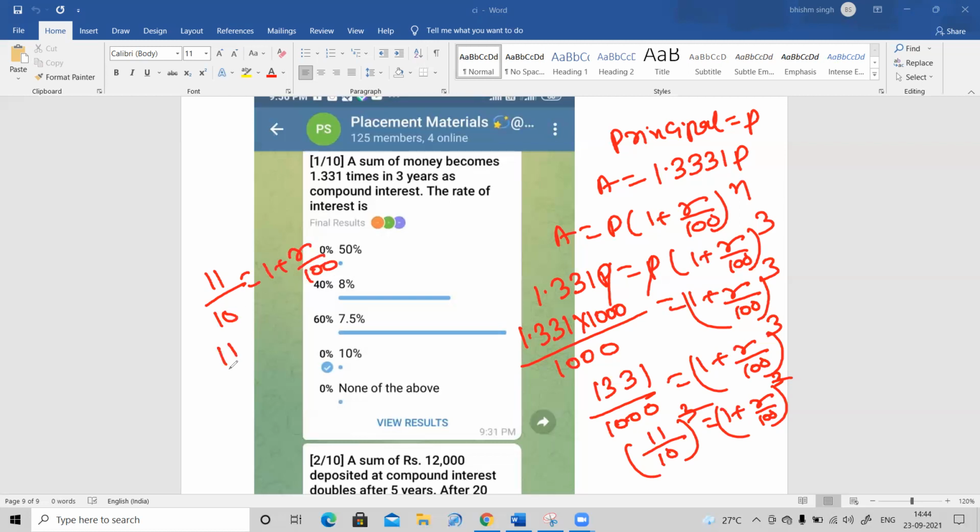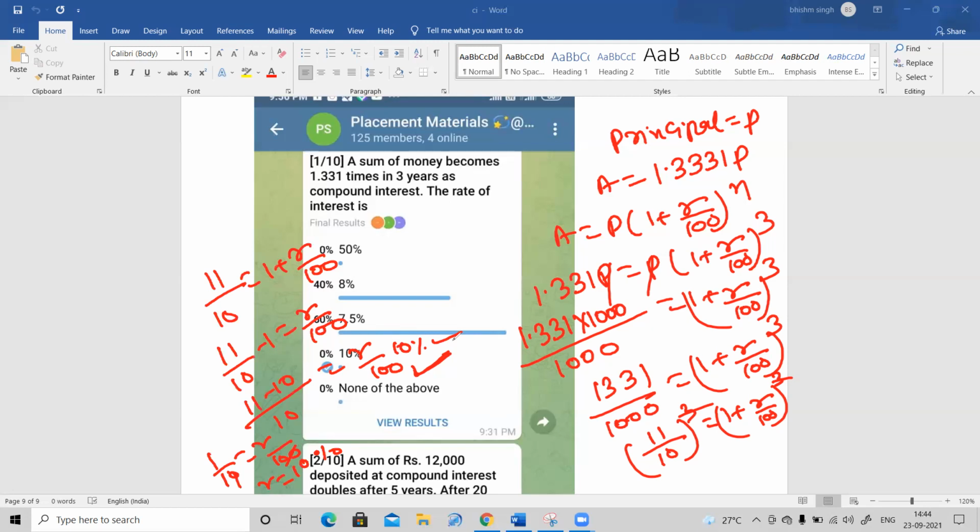Like 1, you will bring to this side. So 11 by 10 minus 1 is equal to r by 100. So 11 minus 10 is 1, so 1 by 10 is equal to r by 100. The zeros cancel here. So r is equal to how much here? 10%. So the first one's correct answer is D, that is 10%. 10% is the correct option here. So I think all of you got this one.